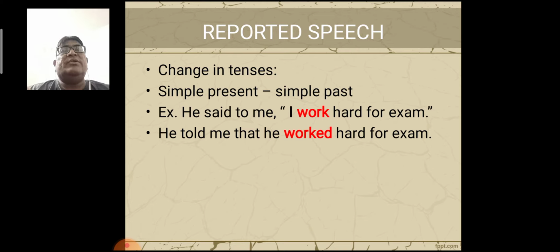Changing tenses. Now let's see: simple present tense into simple past tense. Example: he said to me, "I work hard for exam." Now you can see in the direct sentence, the reporting statement is in simple present tense. The action verb, in red color, is "work," and that action verb shows that this sentence is in simple present tense. Now we change it into simple past: he told me that he worked hard for exam.